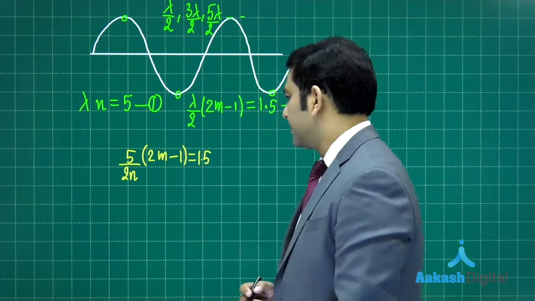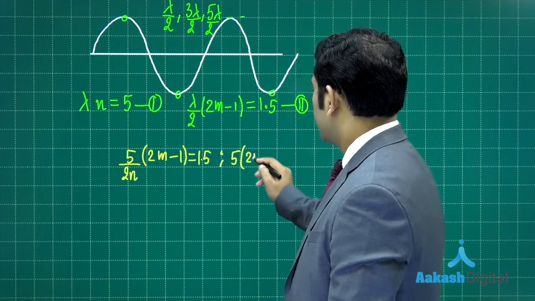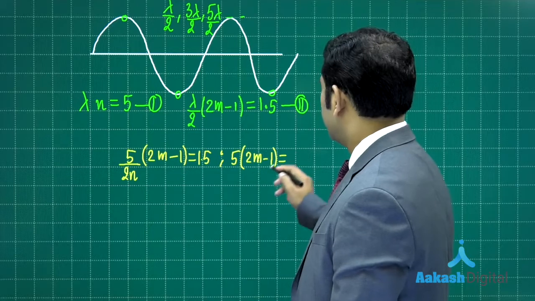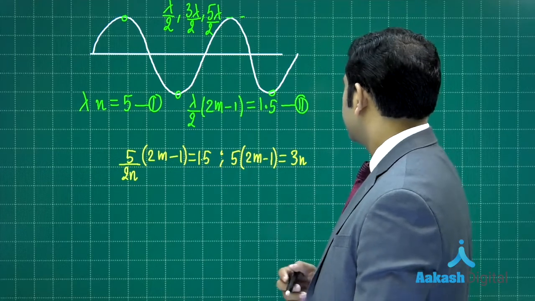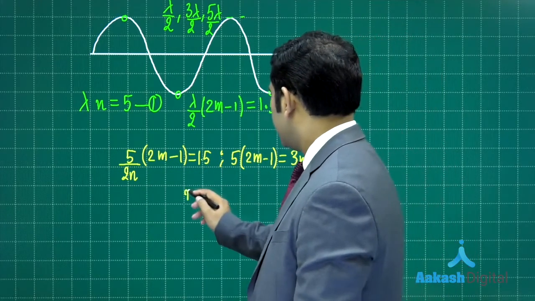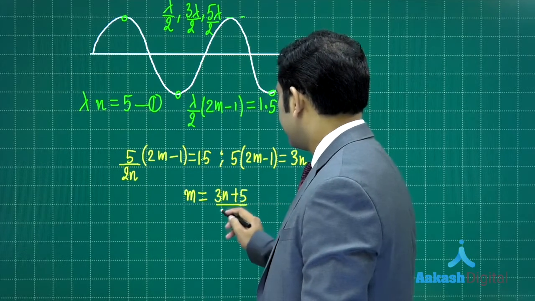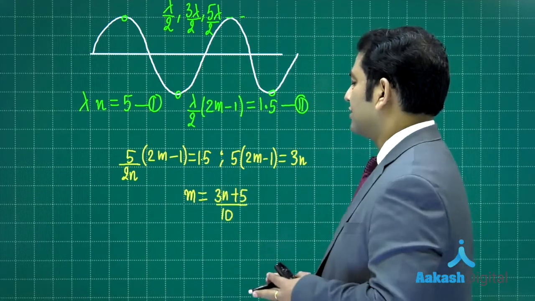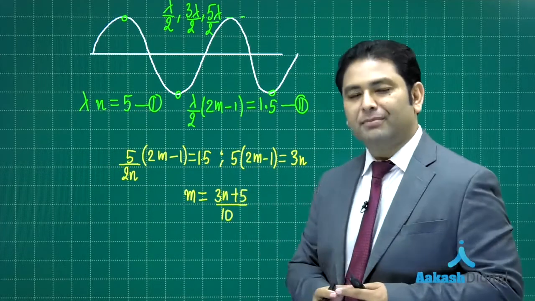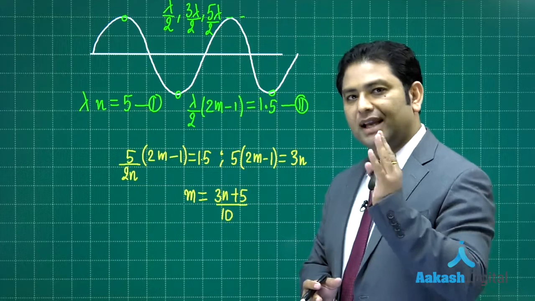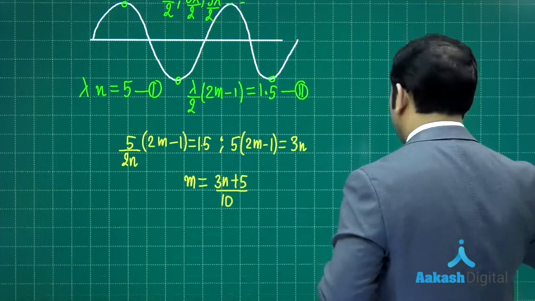What are the other expressions I'll be getting? So this is going to give me 5 into (2m minus 1) equals 3n. After that, 5 will go there, so m will be equal to (3n plus 5) divided by 10. There you are. So we have found a relationship between m and n. Now we need to cherry pick the probable options, because you should remember both m and n should be an integer. So it's a little bit of trial and error, but not a big one.